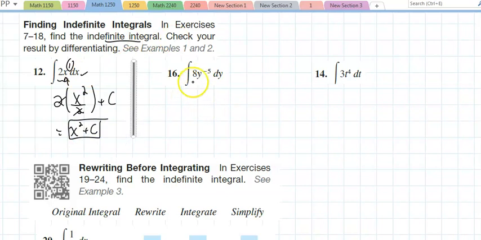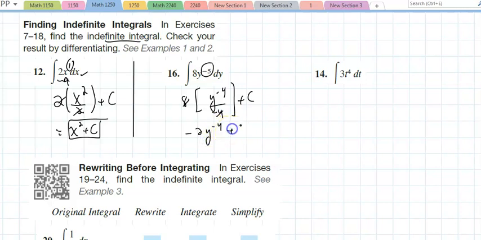On number 16, the same deal. You ignore the 8 and you say add 1 to the power. That's y to the negative 4. Divide by that. Plus c. So those cancel out. You would take a derivative of negative 2 y to the negative 4 plus c. That will give you 8 y to the 5th.